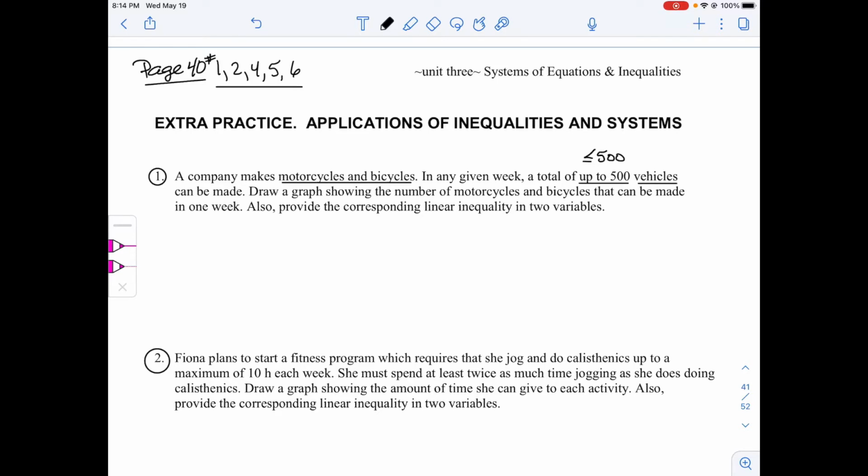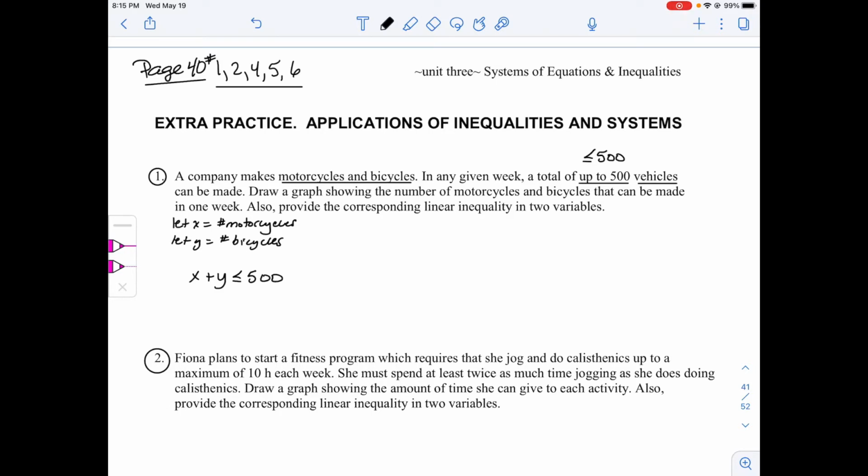If we wanted to define a variable here, we could say let x equal the number of motorcycles and let y equal the number of bicycles. If we made x motorcycles plus y bicycles, those combined must be less than or equal to 500. So there would be our linear inequality.